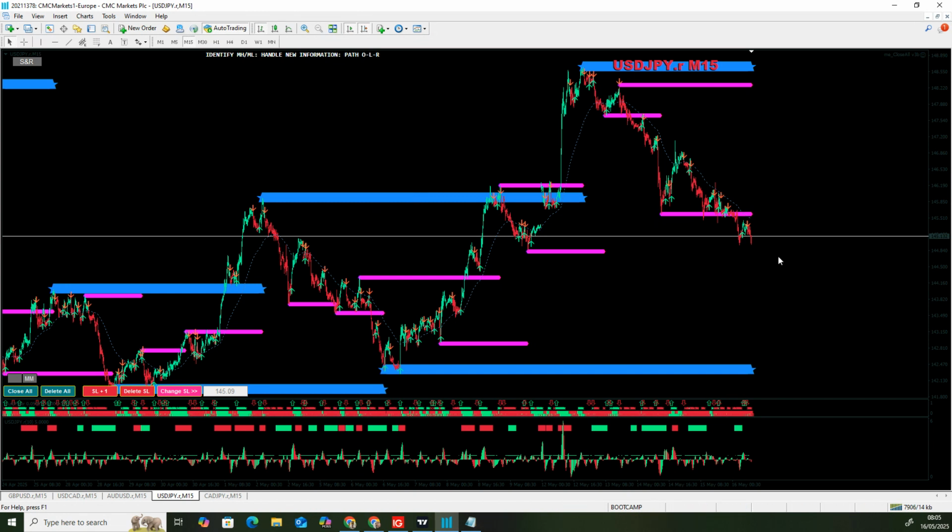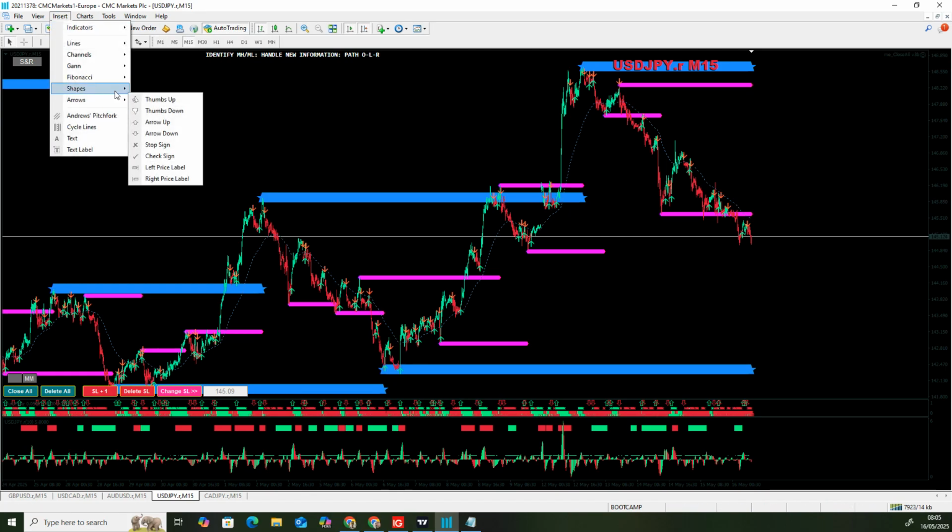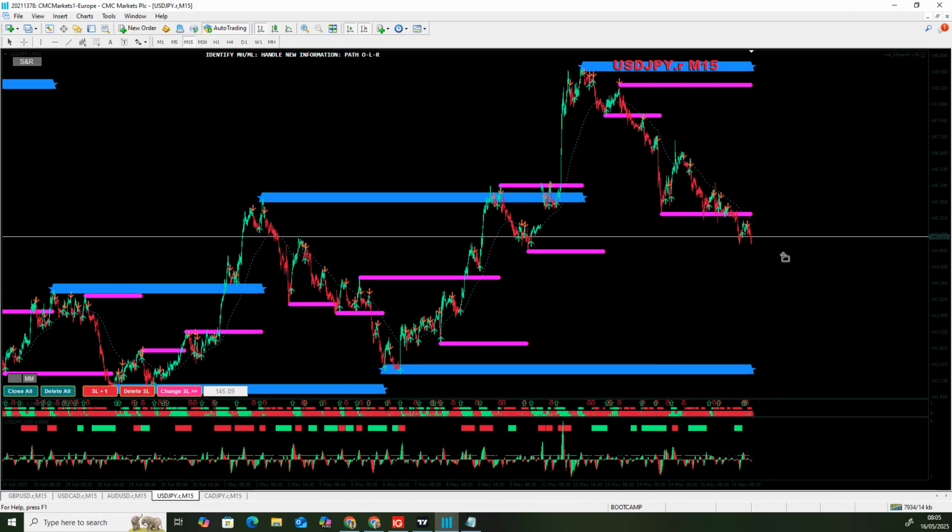0, 1, 2, and 2 has been formed. So we have a higher momentum low. I can't even recommend any selling opportunity. I can't recommend any short in the dollar yen or CAD yen. We have to look to buy the lows because we have an uptrend going on. So this one is very simple.